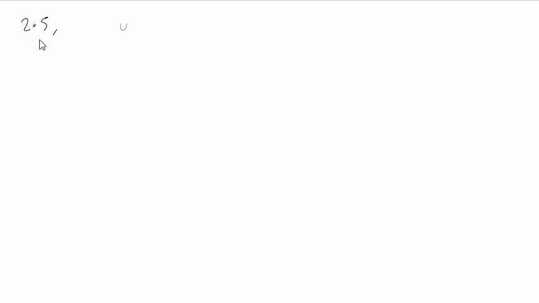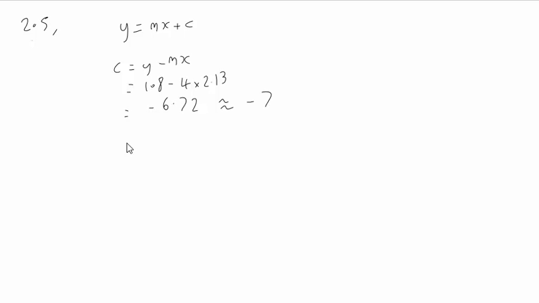Well, from y is equal to mx plus c for the graph, we can say that c is equal to y minus mx. Taking data from the graph to find c, I've got 1.8 as my y value, minus 4, which I took as my gradient, times 2.13 as my x value. This gives minus 6.72, which I'm going to take as minus 7. So that means that a is equal to 10 to the minus 7.